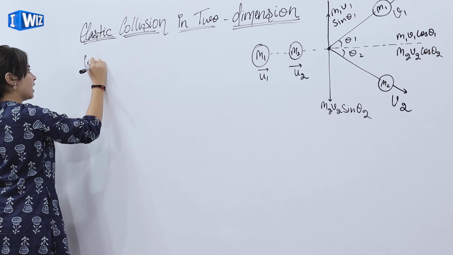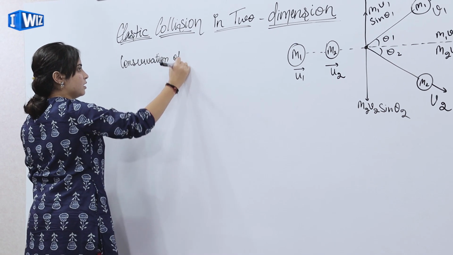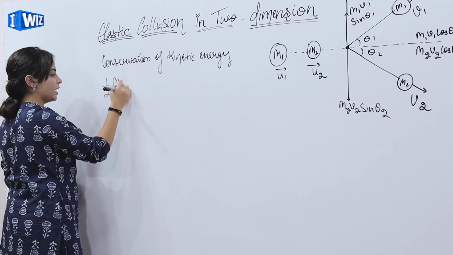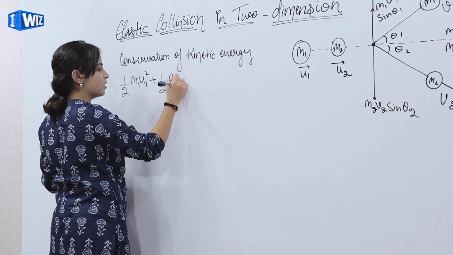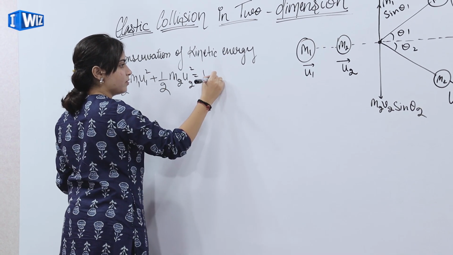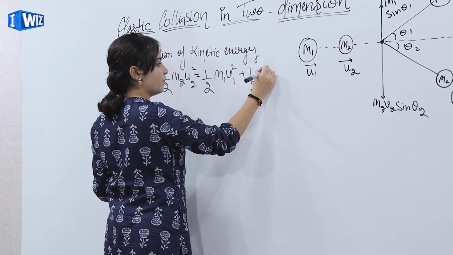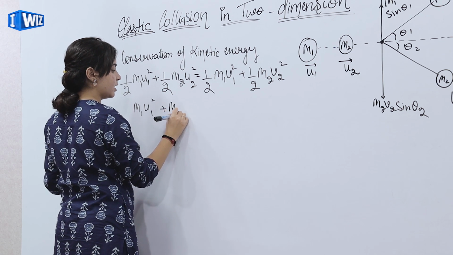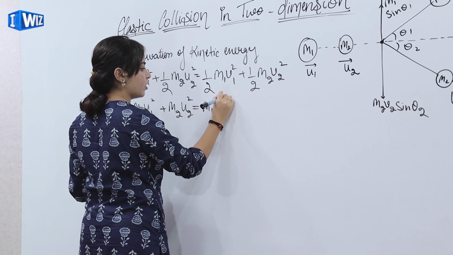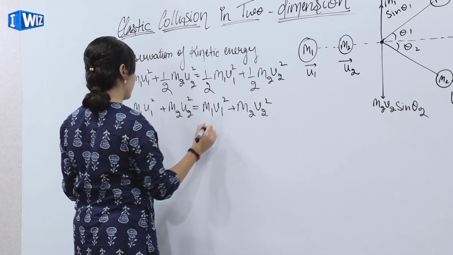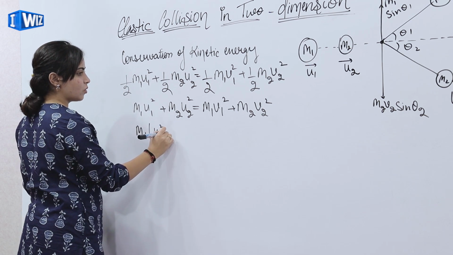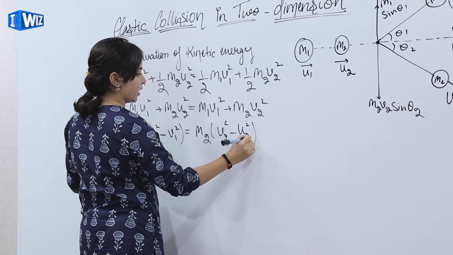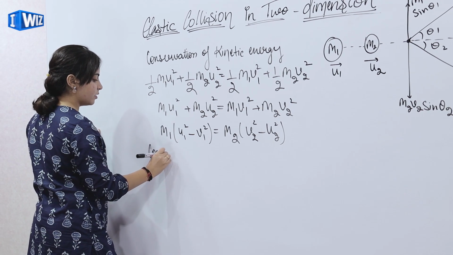Again, conservation of kinetic energy: half m1 u1 square plus half m2 u2 square is equal to half m1 v1 square plus half m2 v2 square, or m1 u1 square plus m2 u2 square is equal to m1 v1 square plus m2 v2 square, or we can write as m1 common (u1 square minus v1 square) equals m2 common (v2 square minus u2 square). Now applying conservation of momentum.